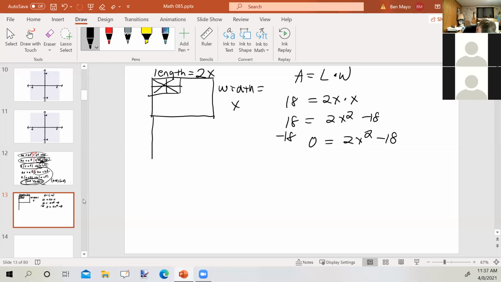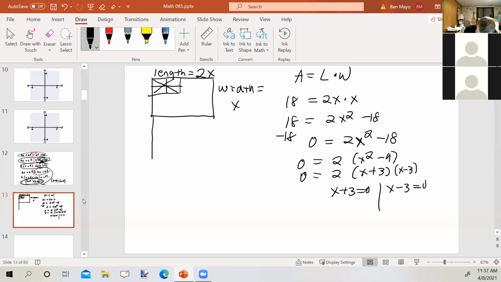So now I've got a second degree or quadratic equation that's in standard form. On the right-hand side, I'm going to factor out the greatest common factor, which is a 2. Then I'm going to factor the binomial, which is the difference of two squares, into x plus 3 times x minus 3. Then I'm going to take each factor that contains a variable and set it equal to 0, and then solve each of those first degree equations.